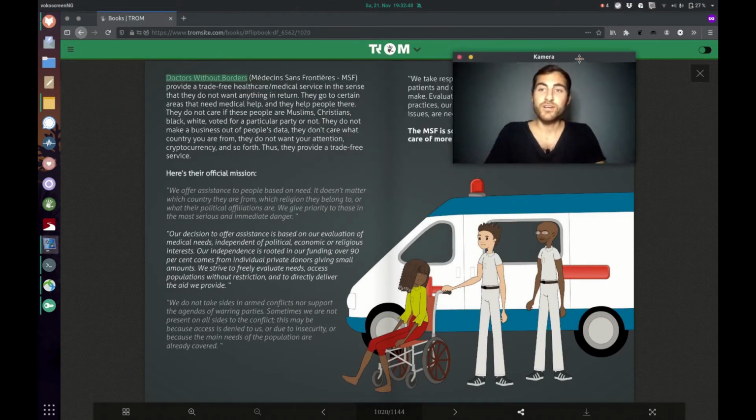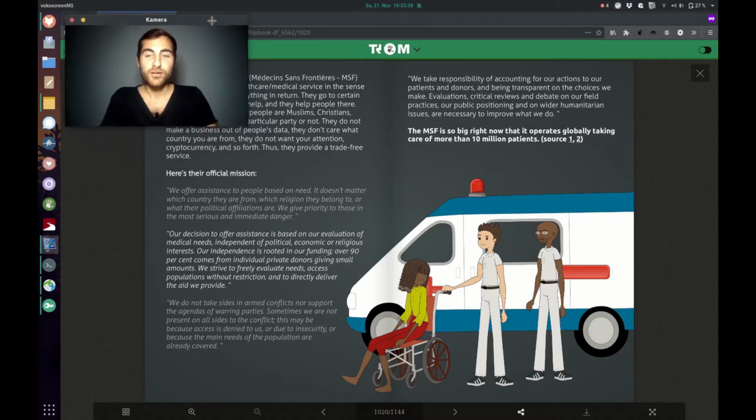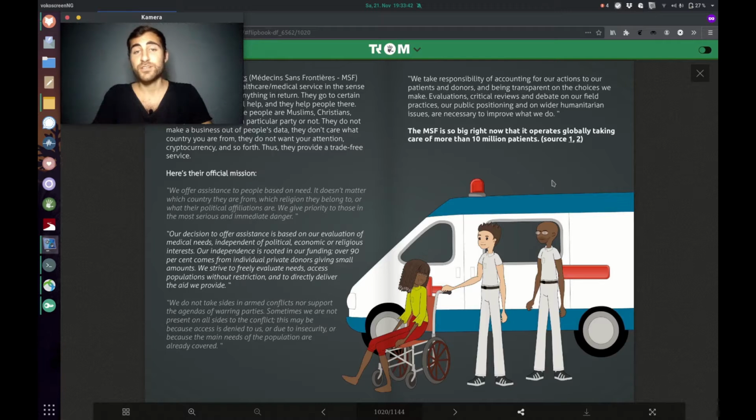And one example of a trade-free healthcare service is Doctors Without Borders, in the sense that they don't ask for anything in return. They just go to certain places in the world and help people there. And it doesn't matter which religion they have, what political opinion they have, or their skin color, so pretty much regardless of all these things. So trade-free. They even have an official statement saying, we offer assistance to people based on need. It doesn't matter which country they are from, which religion they belong to, or what their political affiliations are. We give priority to those in the most serious and immediate danger. And Doctors Without Borders is quite big because they operate globally and treat more than 10 million patients. And they're doing a fantastic job.